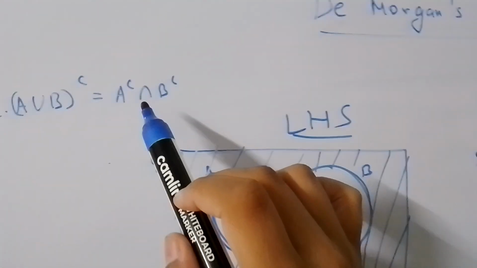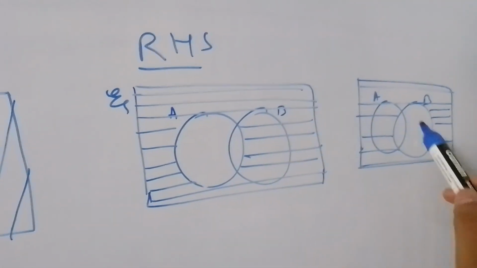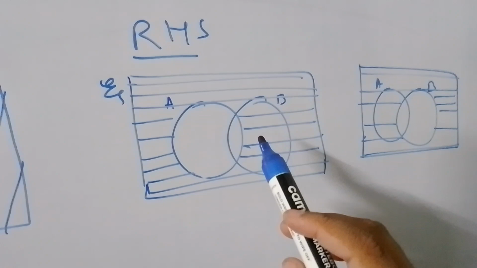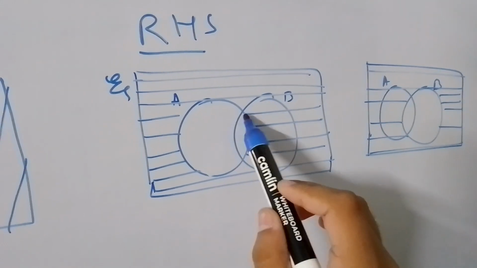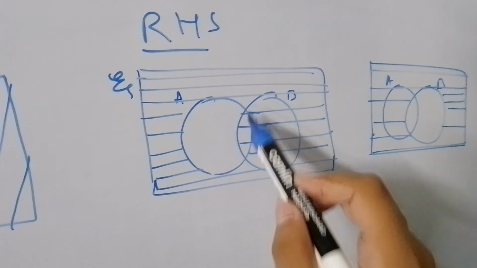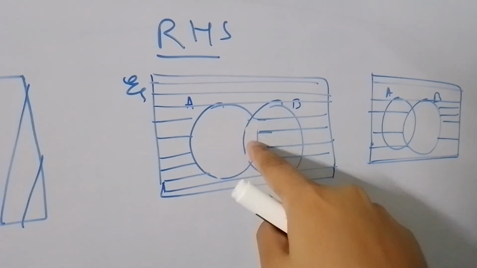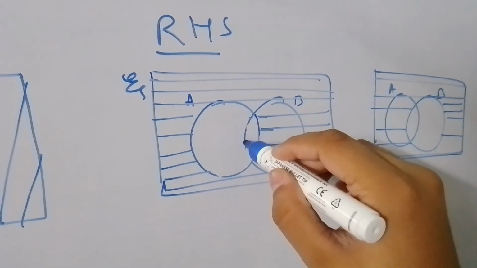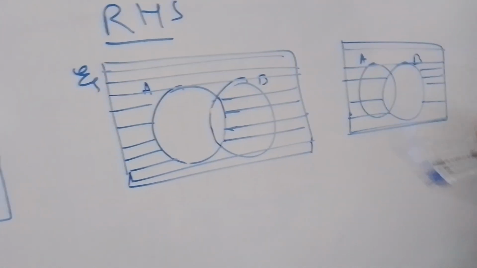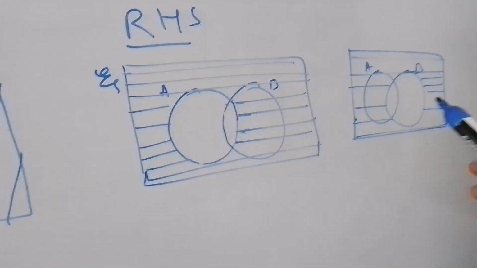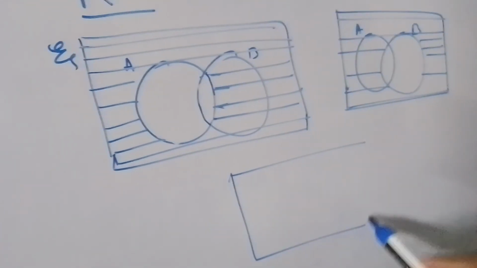Now it says A complement intersection B complement. So if you see at both the sides, A complement means except A everything is there. So okay, there's a mistake. The intersection part will not be there because it is contained in A. So if I say about the intersection of both these diagrams, it will be this diagram.